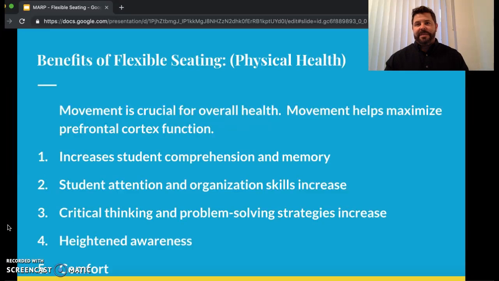And as you can see from brain scans, once that area of the brain is really working, that leads over into all your comprehension, memory, organizational skills, critical thinking, and problem solving strategies. Your awareness is higher. And also one of the physical sides of it, like you saw with the scoop rockers, some of these are very comfortable and fun. Students love to use them.